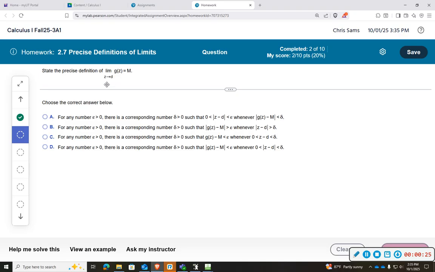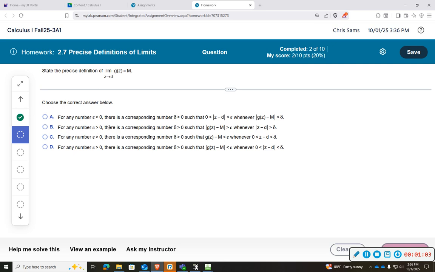So that means for any number epsilon greater than 0, there is a corresponding number delta greater than 0, such that 0 is less than the absolute value of z minus d, so that'll be your two x coordinates, which is less than epsilon. So this is going to be incorrect because if you think about it alphabetically, x comes before y and delta comes before epsilon. So I always note that the delta goes with the x coordinate, so this will be incorrect.